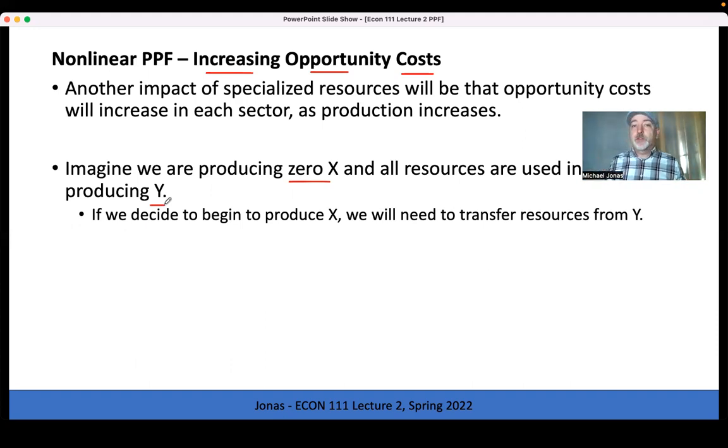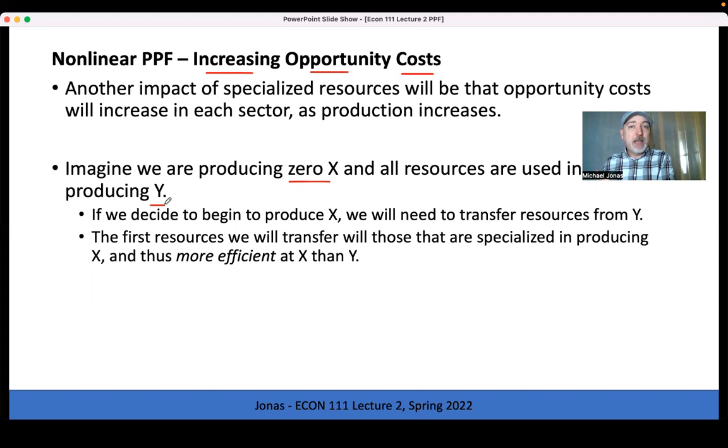And if those resources are specialized, some land, labor, and capital is really good at Y, some is really good at X, well, the rational decision maker is going to say, the first resources we move over should be the ones that are most efficient at producing X, the new product, and least useful in producing Y. So what that means is the first units produced of X are going to be the easiest to produce. They're going to have the lowest opportunity cost because the resources you're transferring are really, really good at producing X and maybe weren't so helpful at producing Y.